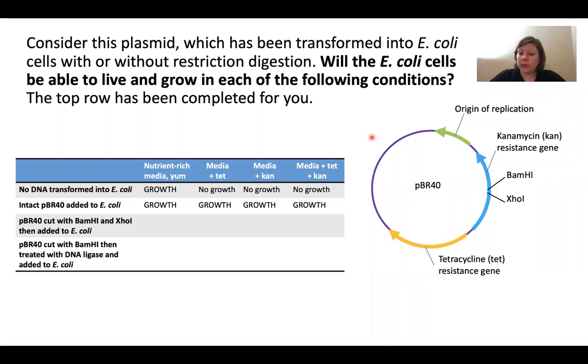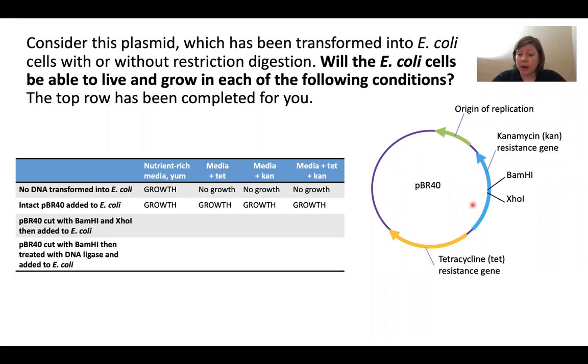All right, we're going to start thinking about this question that involves the plasmid PBR40. So the question asks us to consider this plasmid, which has been transformed into E. coli cells with or without restriction digest. And we need to answer, will the E. coli cells be able to live and grow in each of the following conditions? Let's first take a look at the plasmid in order to answer this question.